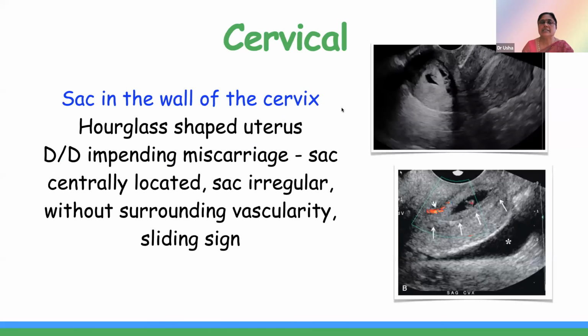So the next variety is the cervical ectopic. Here we see the sac in the wall of the cervix. So you can see a uterus and an enlarged cervix giving us an hourglass shaped uterus. So this we have to differentiate from an impending miscarriage. Any sac which is there in the uterine cavity, if it is in the process of abortion, then you may be able to see it in the cervical canal.